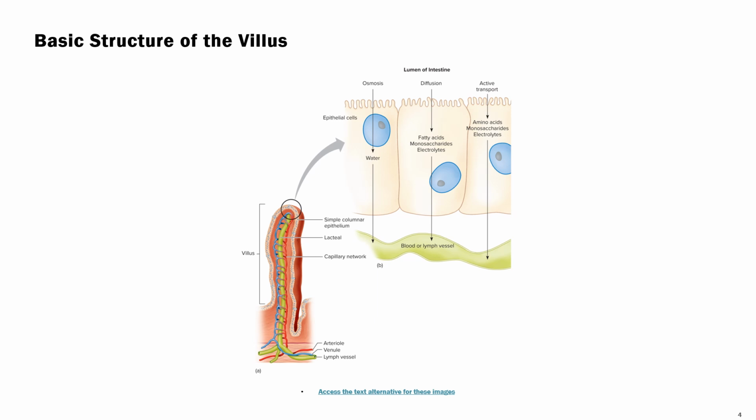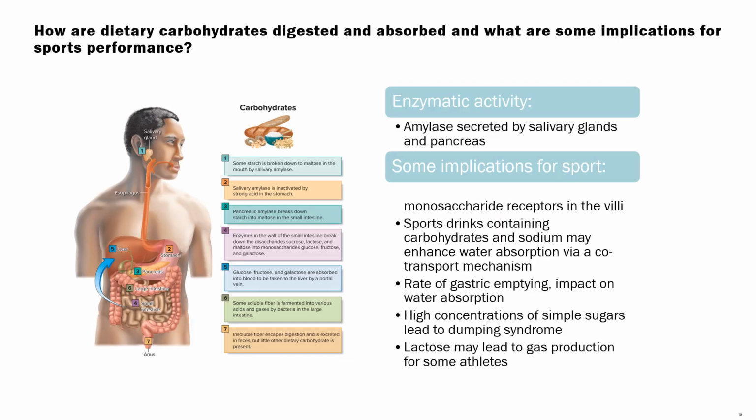So the function of the villus is really to absorb nutrients such as sugars, amino acids, fatty acids, vitamins, and minerals. And its key role is in maintaining the body's nutritional balance and overall health. So understanding the villus structure is really crucial to comprehending nutrient absorption processes in the digestive system. Here's a structured explanation of how dietary carbohydrates are digested and absorbed, along with implications for sports performance.